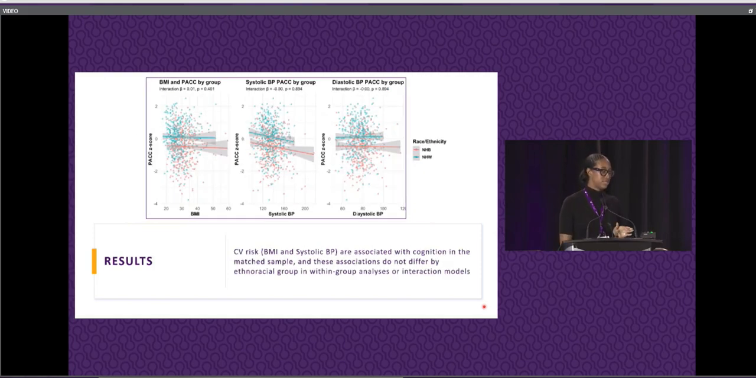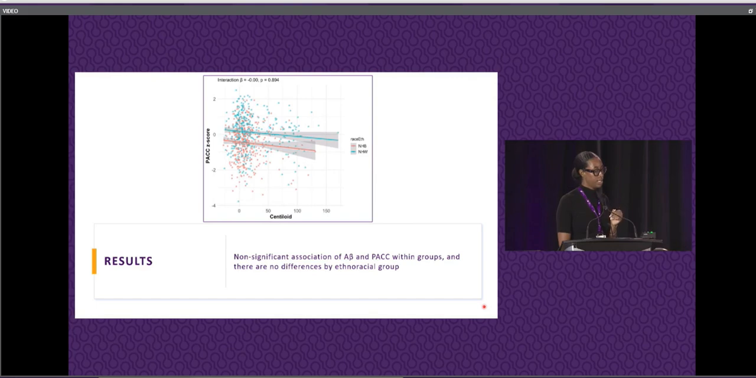But when we look at CV risk factors and cognition, we see that overall there is a negative association between BMI, systolic blood pressure, and PAC performance. And when we look at within-group models and interaction models, we see no difference in the strength of these associations across ethno-racial group. And finally, there was overall a non-significant association between amyloid and cognition in this combined matched sample. And again, in within-group models and interaction models, we see no difference in the strength of these associations by ethno-racial group.